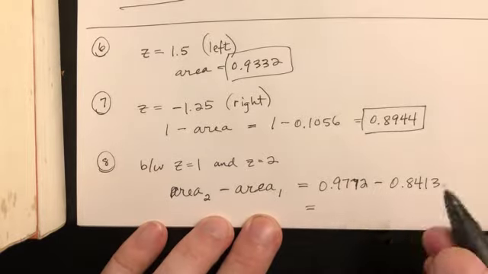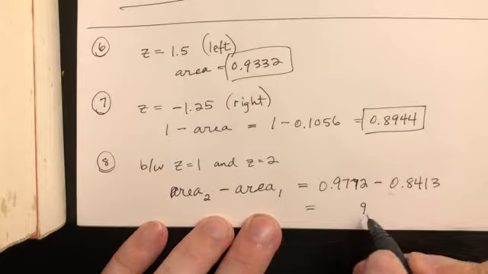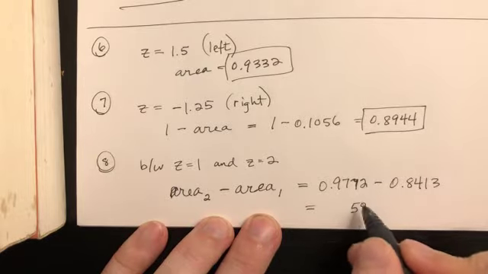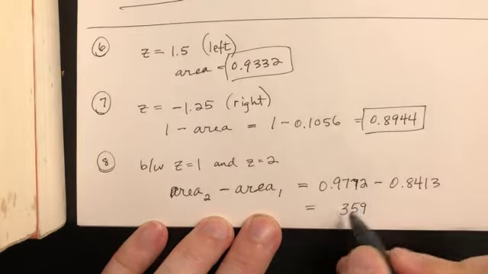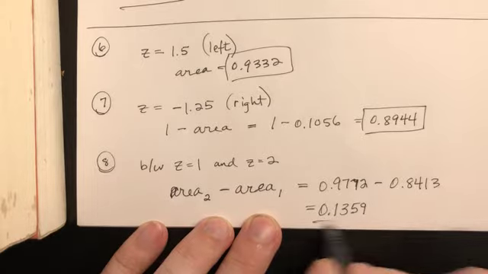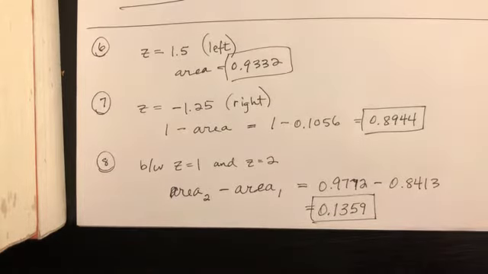So I get 0.1359. Okay, and now I'm going to take just a minute to go down and check these answers because, as you do problems, you don't want to wait till the very end and check. I like to check as I go, but these three kind of went together. So 0.9332 is correct, 0.8944 is correct, and 0.1359 is correct. Yay, so far so good.